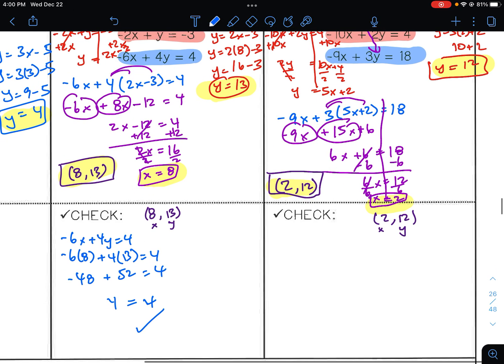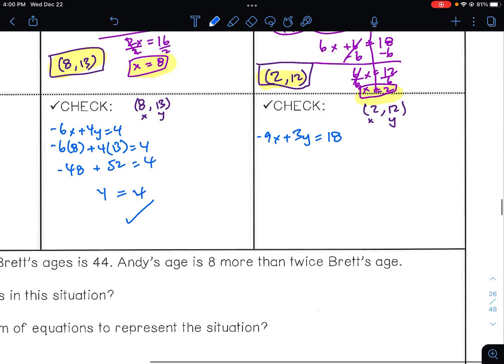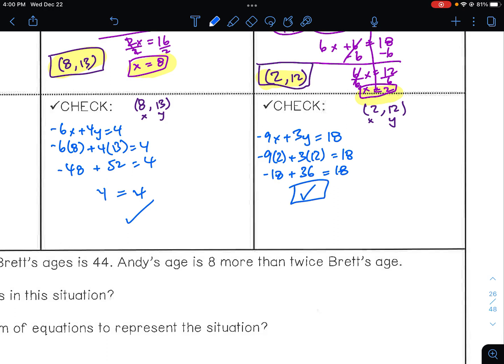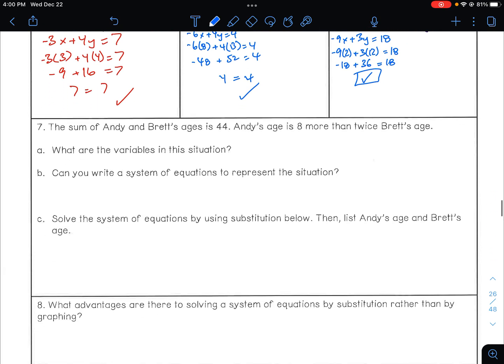So negative 9x plus 3y equals 18. Negative 9 times x, which is 2, plus 3 times 12 equals 18. That is negative 18 plus 36 equals 18. Does negative 18 plus 36 equal 18? It does. We are good. We are set. Those are the answers.